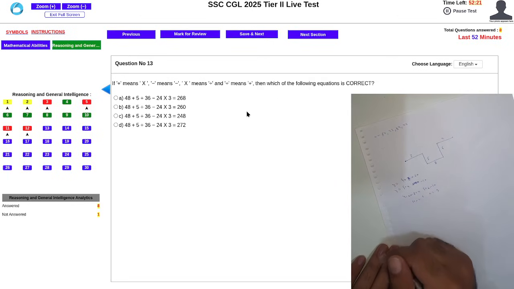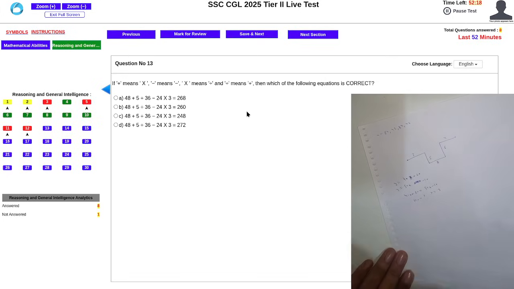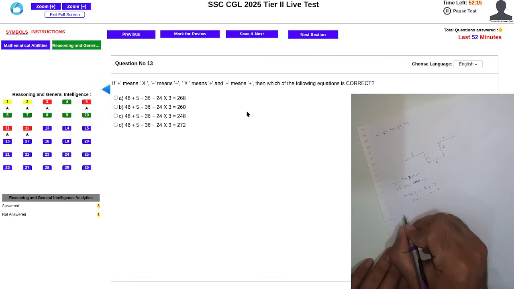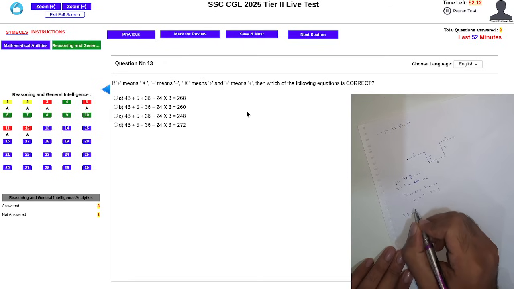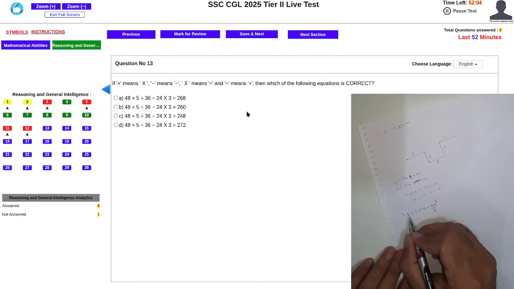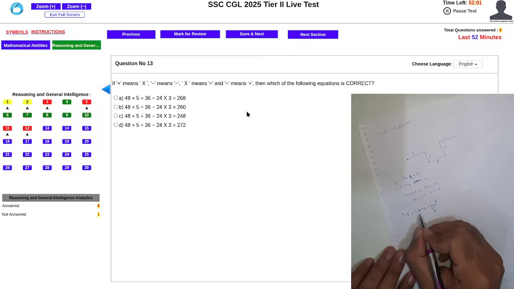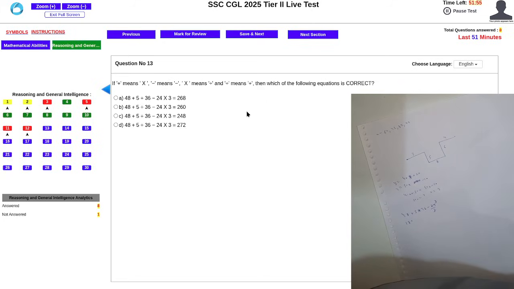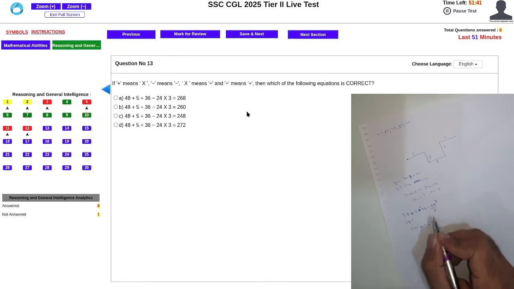Is correct. Plus means multiply. Multiply by divide means plus 36, minus means minus 24. 180, 220. Plus 36 minus 8.